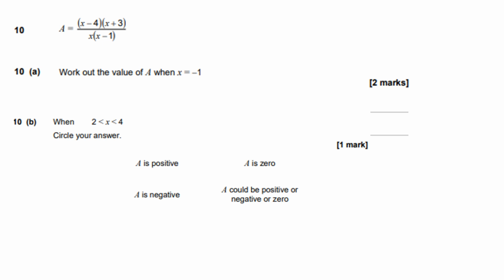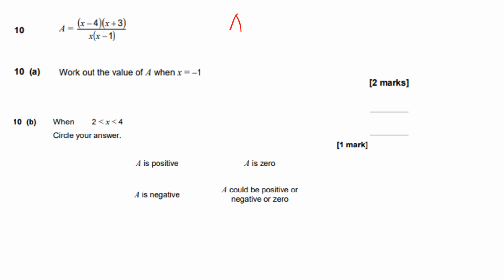Question 10 is substituting into a formula, and most of the mistakes I realized with this question were about the connection between question 10a and question 10b. Not many of us realized that it was the same question, going back to the same formula. So a is equal to x minus 4, x plus 3 out of x, x minus 1. It says, can you work out the value of a when x is negative 1?